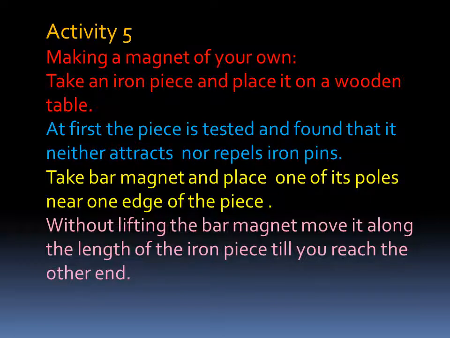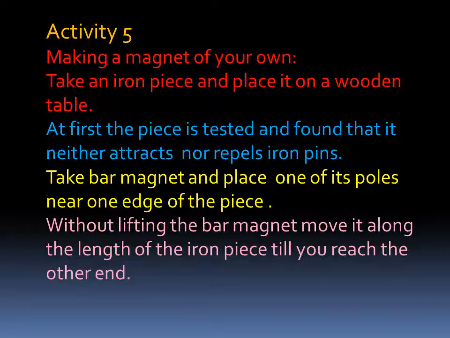Now, let us learn the next activity, activity 5. Making a magnet of your own. You can prepare your own magnet at your house, children. Take an iron piece or nail and place it on a wooden table. At first, the piece is tested and found that it neither attracts nor repels iron pins. You can take small safety pins. It will not attract.